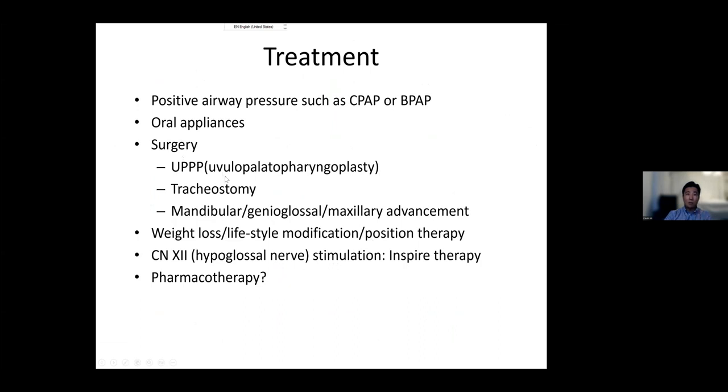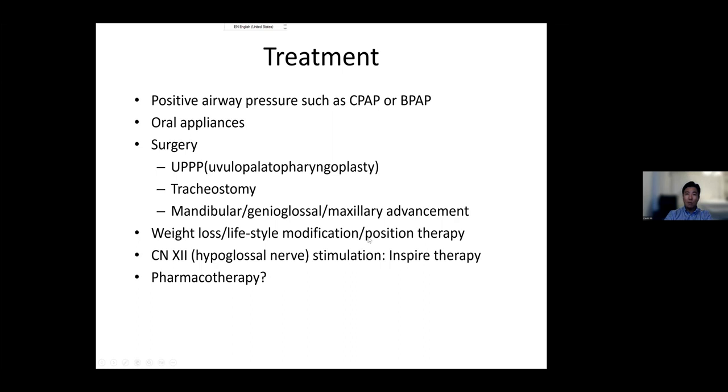The rest of the therapies include surgery like UP3, which doesn't really work well. Tracheostomy, putting a hole in the trachea, used to be the treatment of choice before CPAP was introduced in the early 1980s. Prior to that, the only cure was tracheostomy. That's scary, right? And there is maxillofacial surgery, advancing the bones, making more room in the back of the tongue, which can also be a cure.